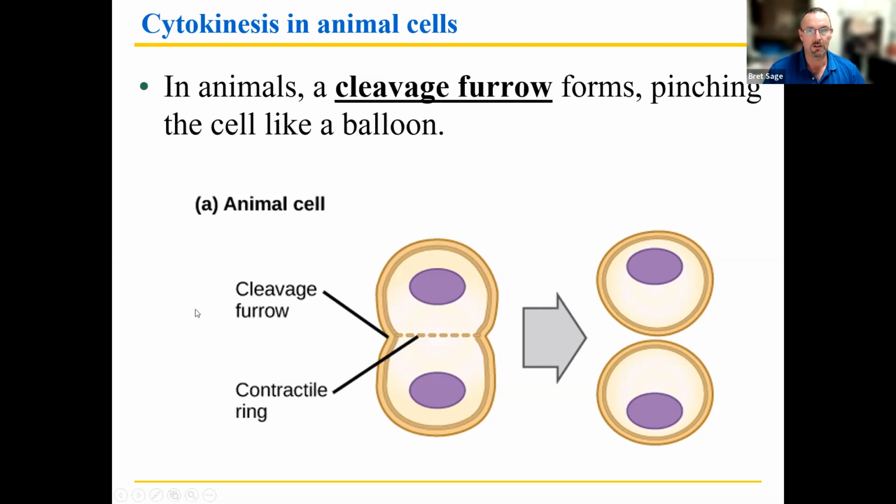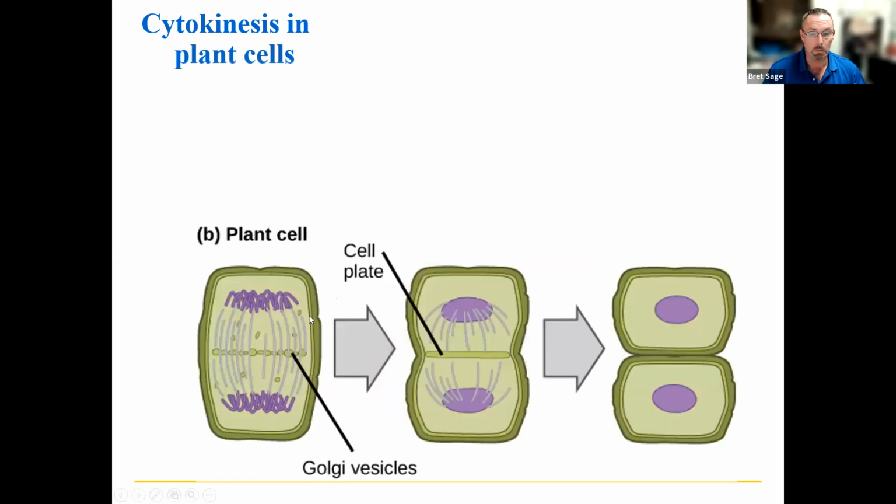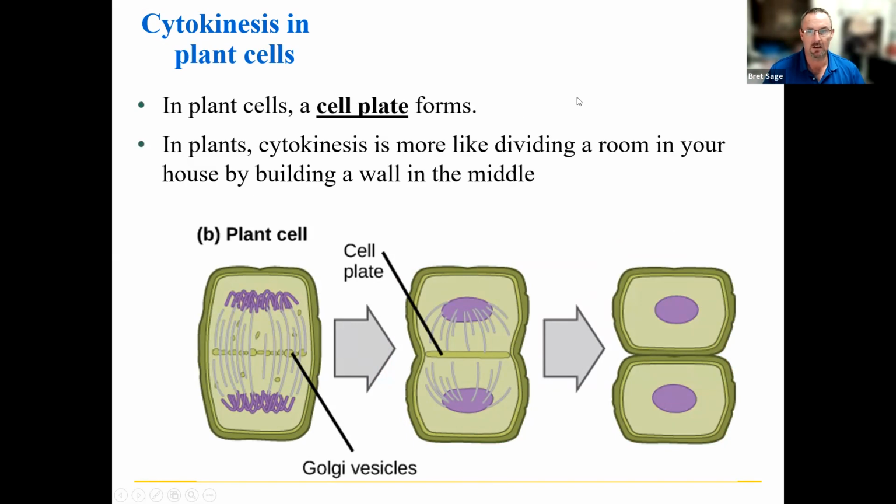In animals, the cleavage furrow forms, pinching the cell like a balloon. And in plants, as I said, because there's a rigid cell wall, these Golgi vesicles start forming the cell plate. The cell plate becomes the new cell wall, and now you have two new cells. In plant cells, the cell plate forms. Plant cytokinesis is more like dividing a room in your house by building a wall in the middle, as I told you about before.